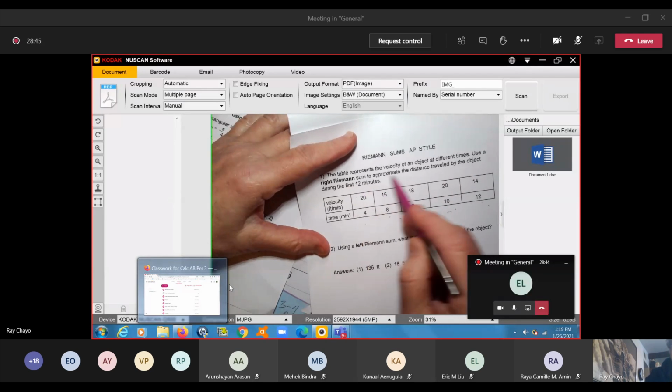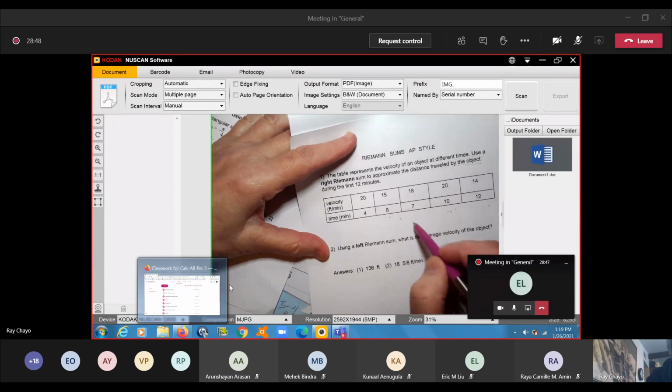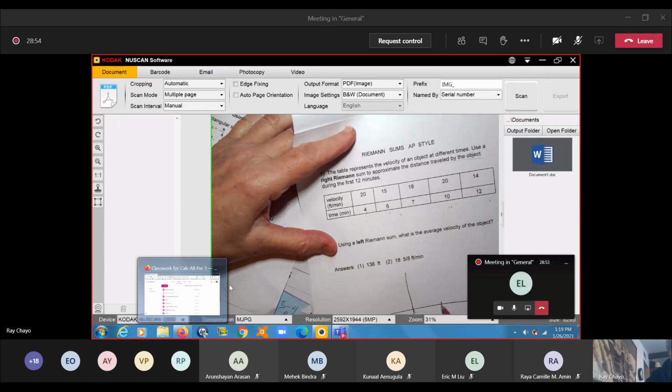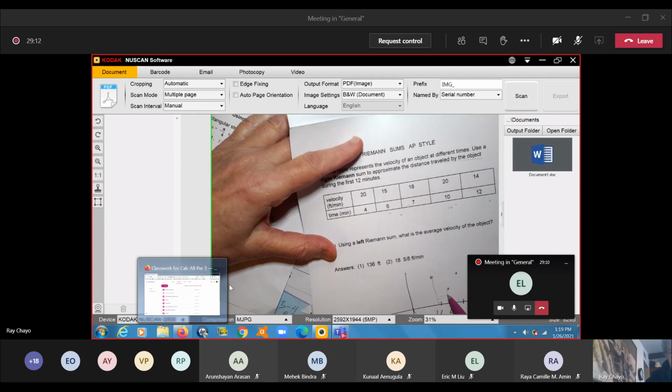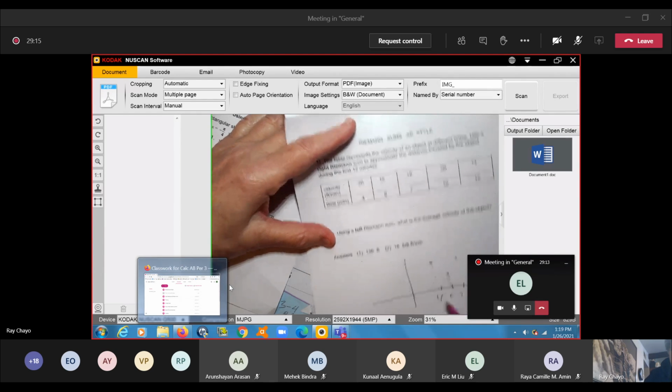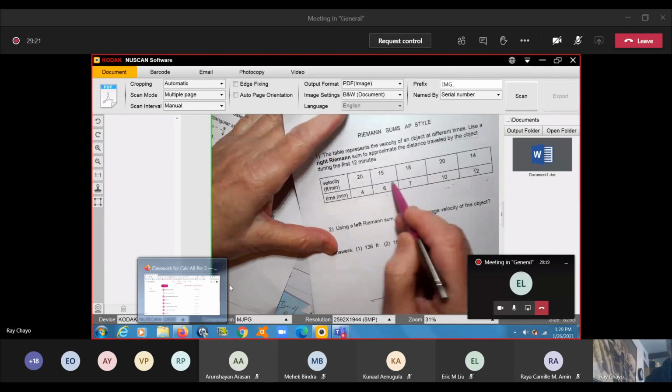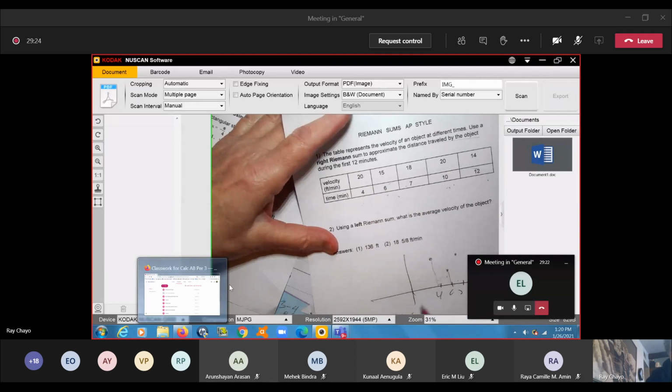Use a right Riemann sum to approximate the distance traveled by the object. So you're going to take each one, 20, 15, 18. You're going to multiply the height times the width. You're going to get rectangles in here, okay? You're doing a right Riemann sum. So first, f of what? If you're doing a right Riemann sum, you can tell by the table. You don't even need the chart. f of what? 4? Are you doing a right Riemann sum?